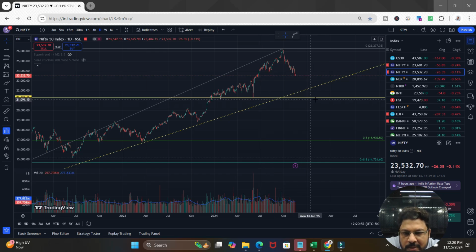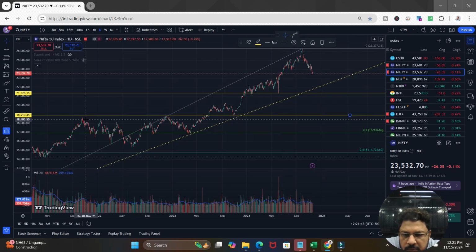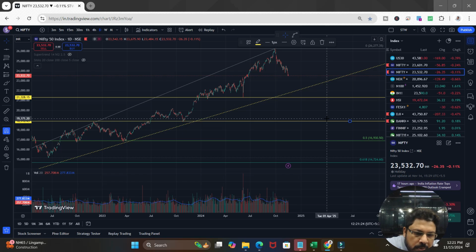If it breaks this level, then what is the next level? This is a next level where you have seen that there is a bounce. You can see this is a very good support level, because there are 1, 2, 3 points as well as 4 points. So this was a previous resistance, which has become a support now. So 18,910 is also a very good support level.